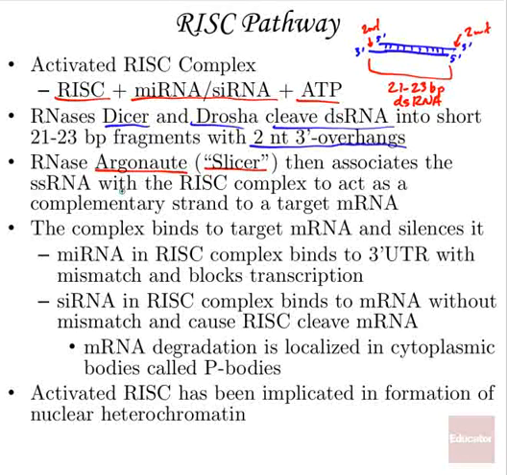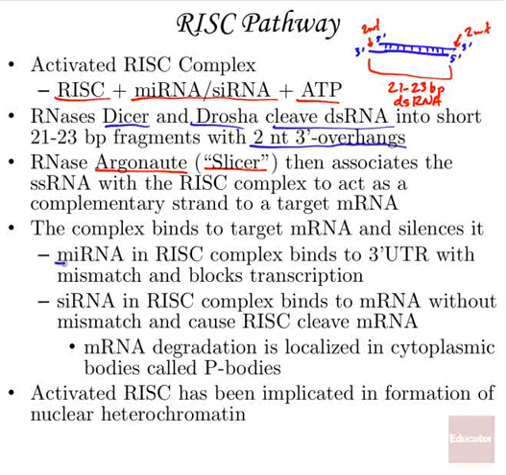Okay, now the complex will bind to our target mRNA, so whatever piece of gene material that you don't want to end up turning into a protein. So the complex binds to the target mRNA and silences it. Silencing meaning it's not being turned into a protein. Okay, no translation. All right, so there are two different ways this occurs.